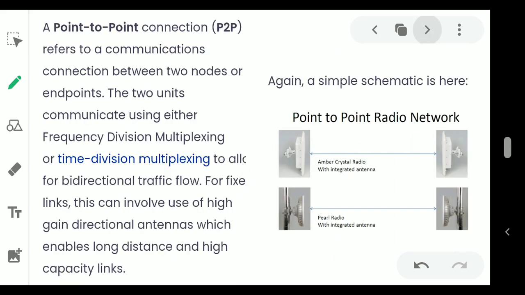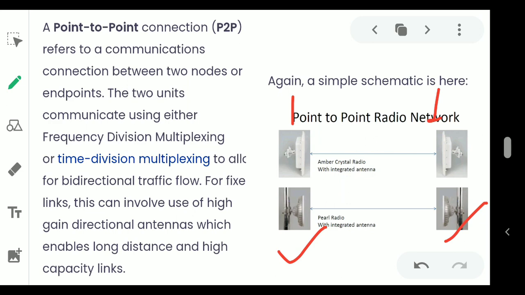Okay, now coming to the point-to-point connection or P2P connection. Okay, so in such a network, the communication takes place between two endpoints. Okay, here multiple stations are not involved. Okay, data is transferred by one computer and received by another computer only. Okay, so see here, over here, a radio with the integrated antenna, and here is another one, a radio with the integrated antenna. Okay, so only two devices are involved over here, and transmissions can happen between these two only.